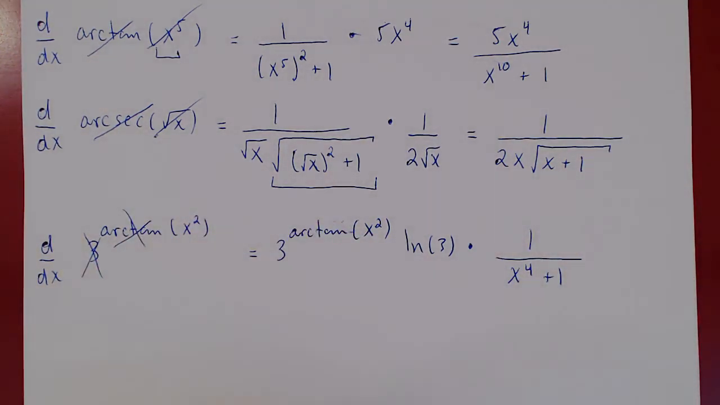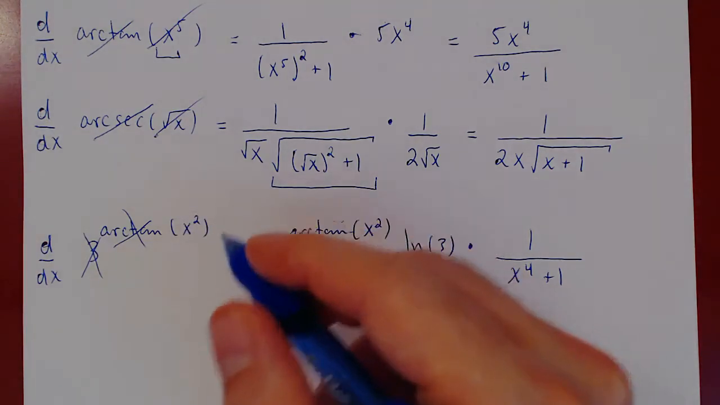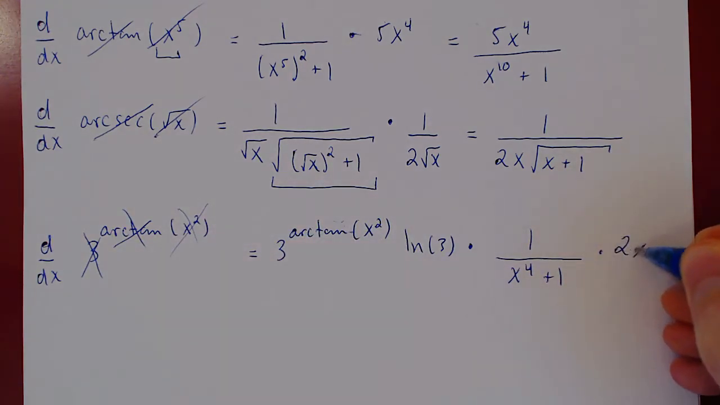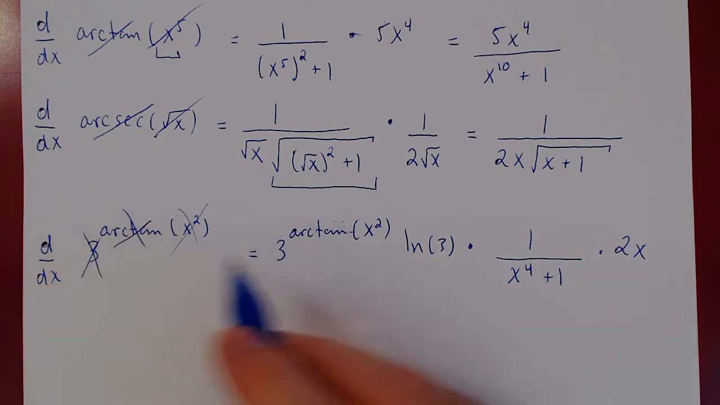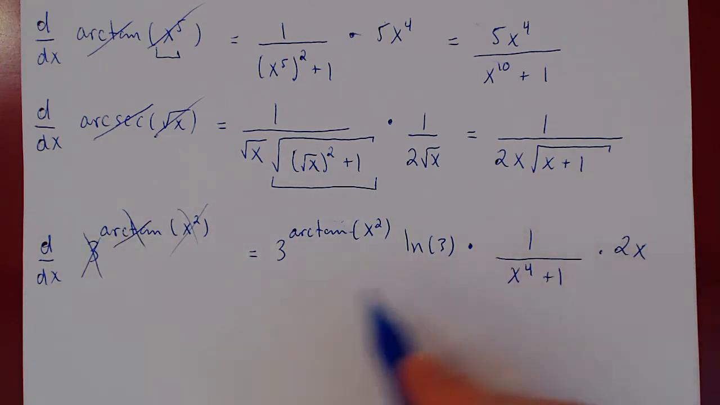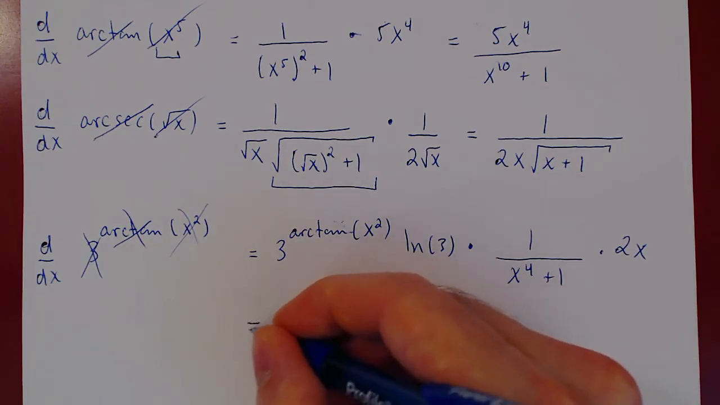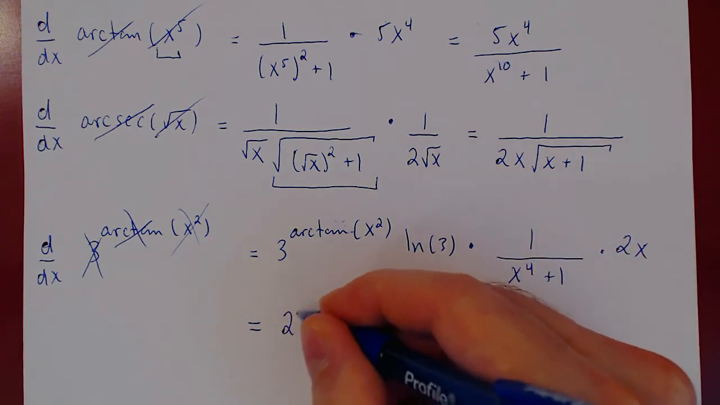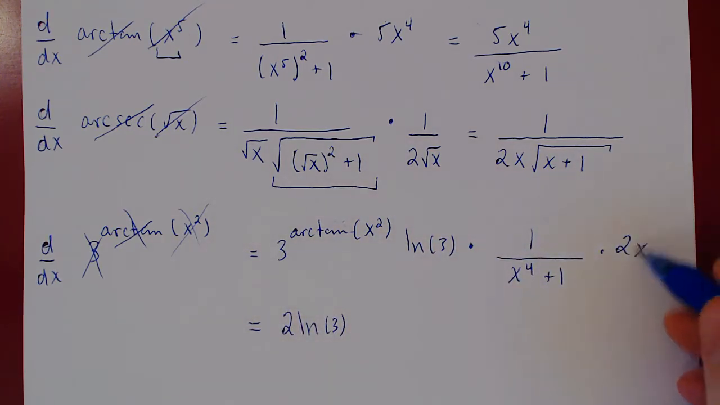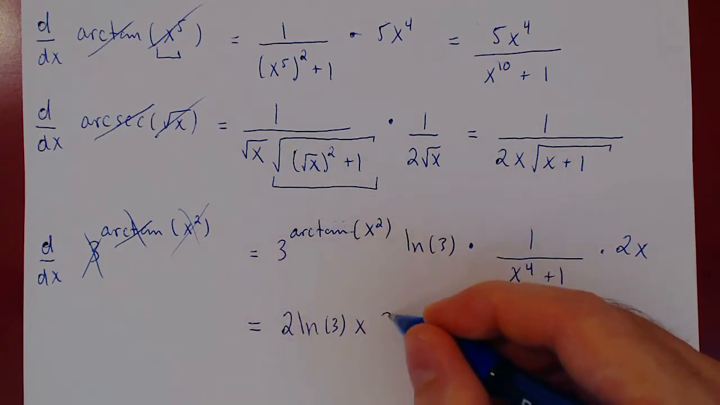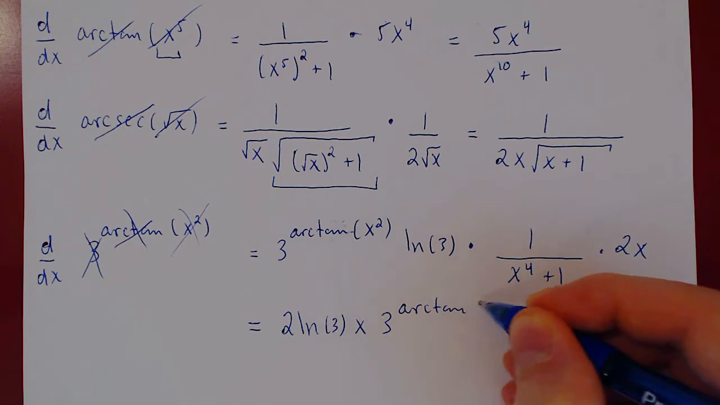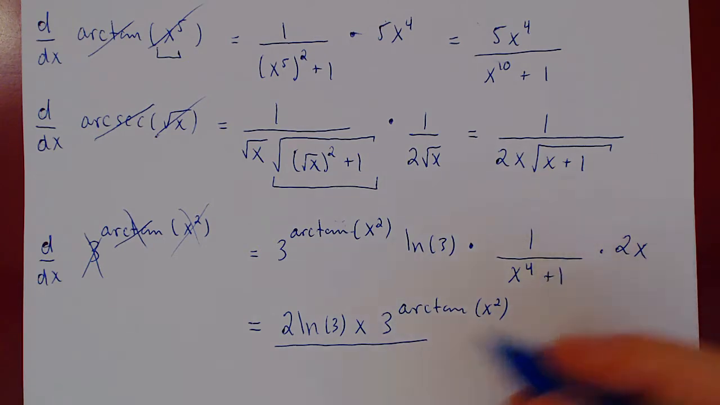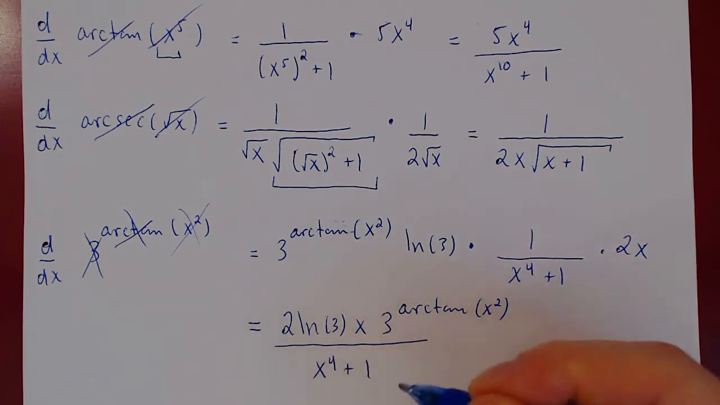That takes care of the arctangent times the derivative of what's left over. What's left over is x squared. The derivative of x squared is 2x. And that is now the derivative of this function. We can write this in a slightly nicer form by regrouping as a single fraction. We'll have 2 ln of 3, so the constant terms first, times x, times 3 to the arctangent of x squared, the whole thing divided by x to the 4 plus 1. So there you have it.